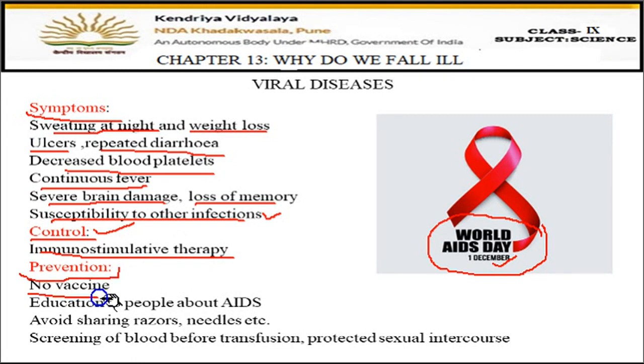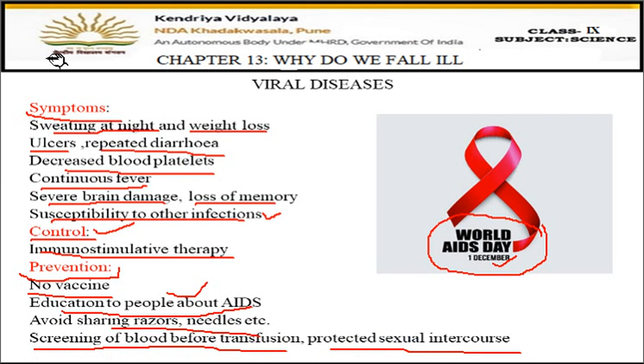And how can it be prevented? As we know there is no vaccine for AIDS, so first, every person must be educated about AIDS. Every person must know what AIDS is and how it is spread. Then people must not use or share razors and needles. Blood bottles should be screened before transfusion, and there should be protected sexual intercourse among partners, which can be done by use of condoms. These are some of the preventions which can definitely control AIDS.